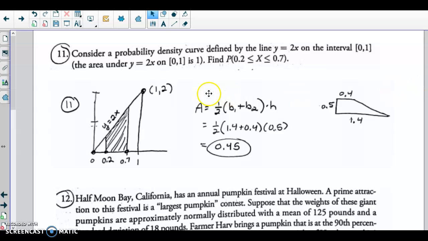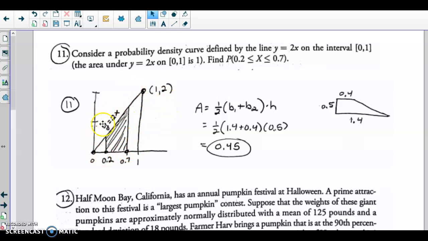All right, question 11 is not normal, but it's continuous. And it's one of those geometric shapes we talked about in class one day. They say consider the probability density curve defined by the line y equals 2x on the interval from 0 to 1. Here I drew a little x and y axis. From 0 to 1, I sketch in the line y equals 2x. When am I going to get my triangle? Well, if y equals 2x and x is 1, then plugging in 1 for x, the y value there is 2.